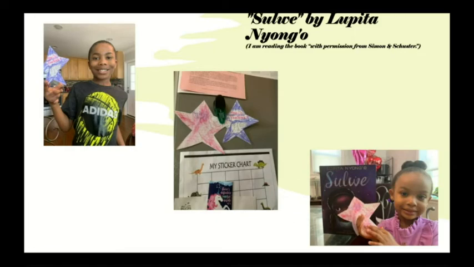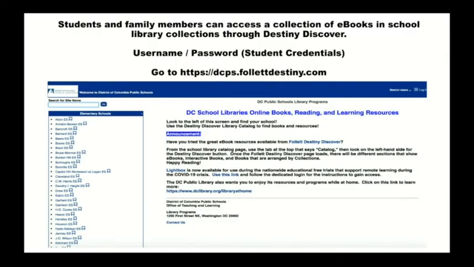Now, if you like this story, students and family members can access a wonderful collection of ebooks through the DC Public Schools Library Collection. It's called Follow Destiny. And if you log on your cell phones, dcps.followdestiny.com, ask your child about the student credentials, which is a combination of their first, last name, and their birth date. And once you log on to the site, you just scroll down on the left-hand side of the screen, find your child's school, and that's how you can connect to your child's school's Library Media Center.